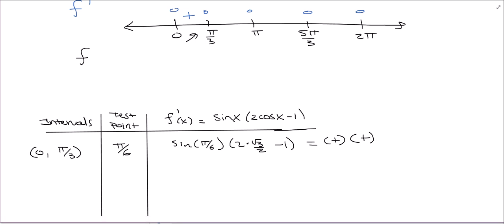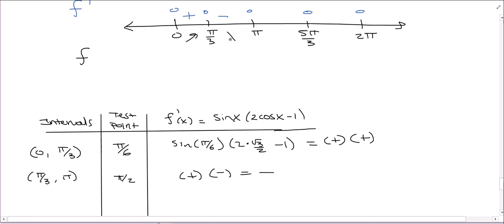And then what about a test point between pi over 3 and pi? You can pick pi over 2. And so sine of pi over 2 is 1, so that's positive. And then cosine of pi over 2 is 0, so then you're going to have 2 times 0 minus 1, so that's negative. So that gives me a negative derivative. Negative derivative means that the function is decreasing.